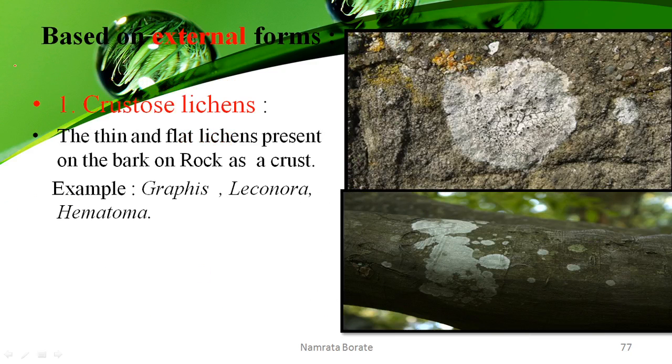The next phenomenon we see is the classification based on the external form. There are again three types. First is crustose lichen, second is fruticose lichen, and the third is foliose lichen.